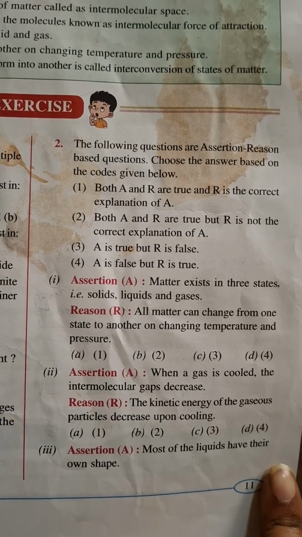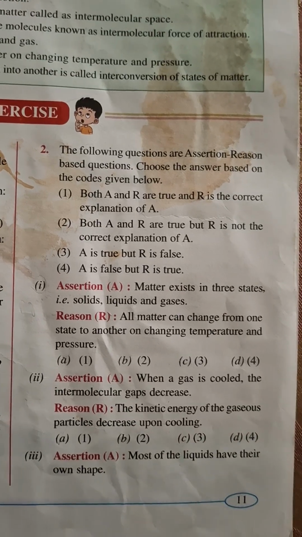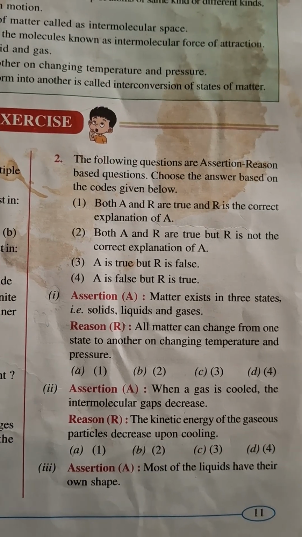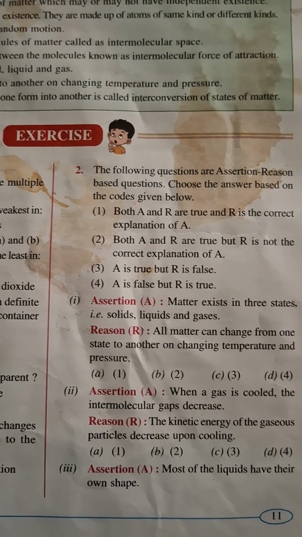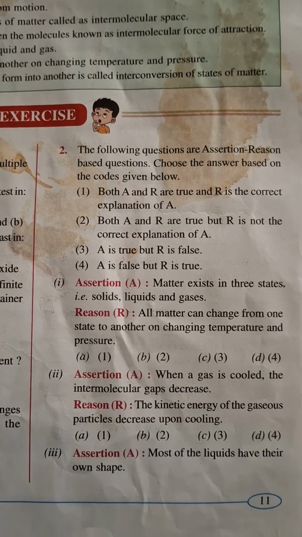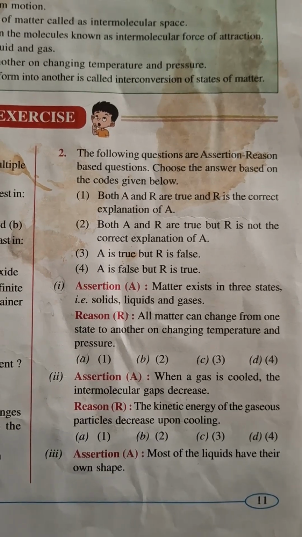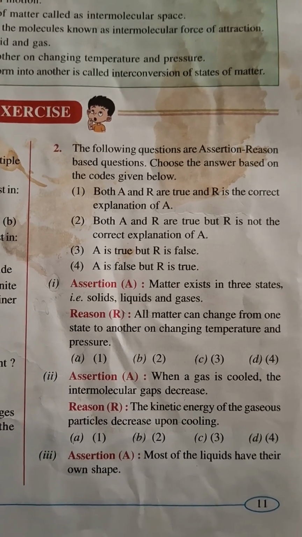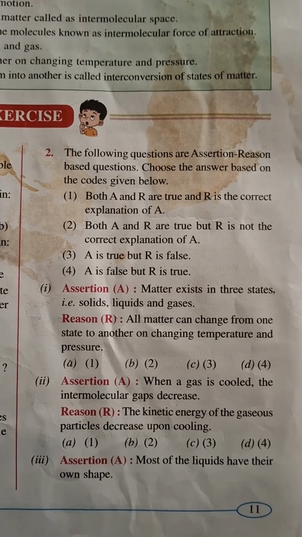Now tell me which of these options is applicable here. Option 1, which says both A and R are true and R is the correct explanation of A, or option 2, both A and R are true but R is not the correct explanation of A, or option 3, A is true but R is false, or number 4, A is false but R is true. Any guesses? Think and comment down the answer below.